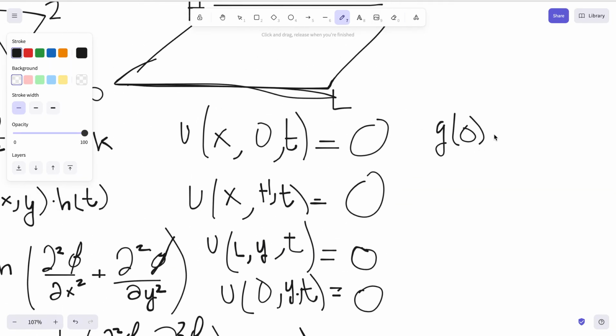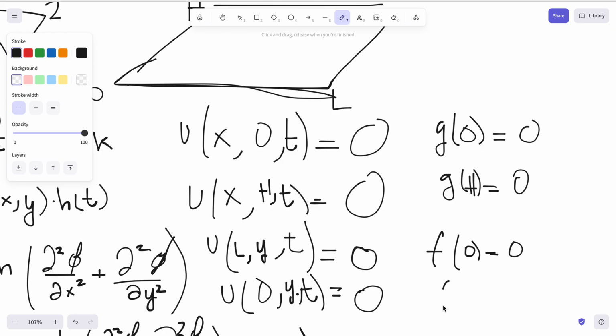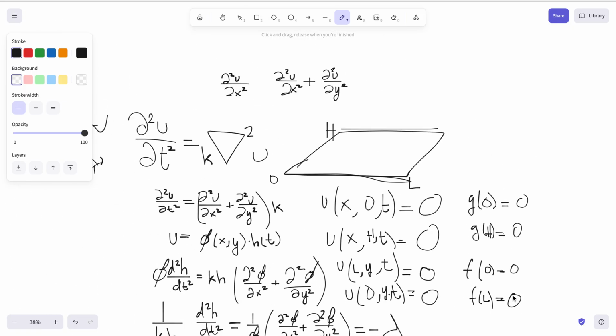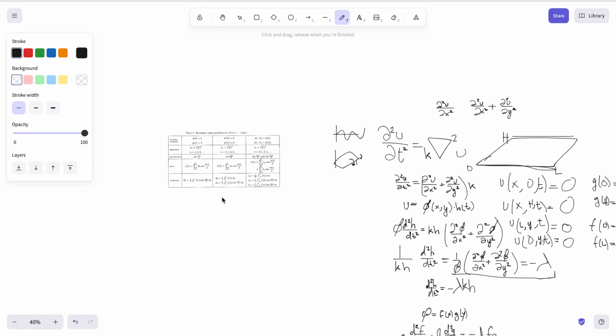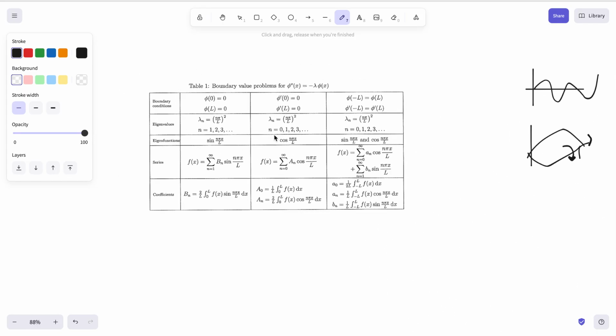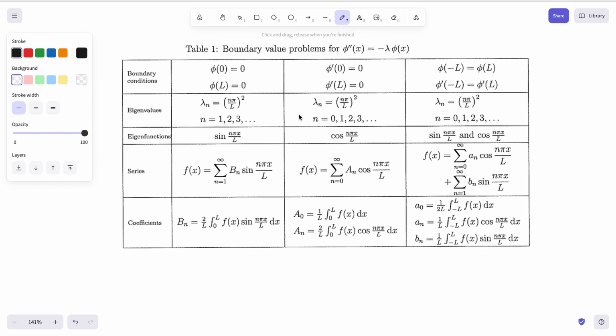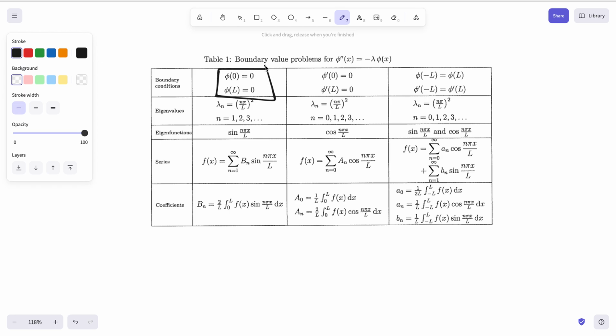Great. And what you'll realize is due to our separation of variables, we can actually rewrite this now as g of 0 equals 0, g of H equals 0, and then f of 0 equals 0, and f of L equals 0. So now that we have our boundary conditions and separated our variables, we can use what we know about Sturm-Liouville problems and boundary conditions and how they work with eigenvalues and eigenfunctions, and we can just solve this equation. So we'll notice that our boundary conditions are these prescribed ones, which means our eigenfunction is this, our lambda value is this, and our series will look like this.